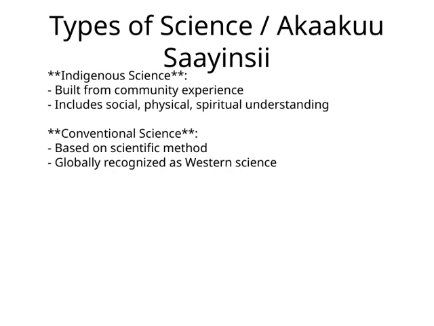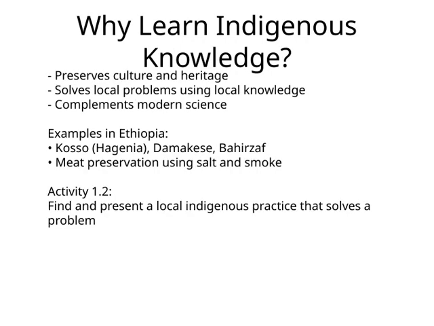On the other hand, we have conventional science. This is the kind of science that's based on the scientific method, observation, experimentation, and evidence. It's what most of us think of as Western science, and it's recognized globally as the standard approach to understanding the natural world. Both types of science are valuable and offer different perspectives. As we explore these, it's important to see how they can complement each other and broaden our overall understanding of the world around us.